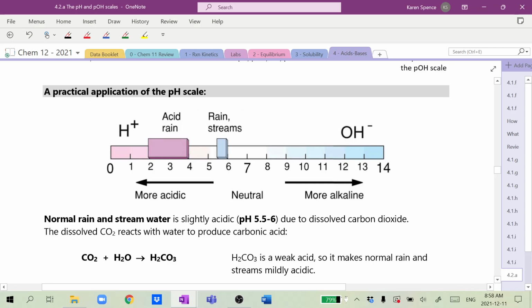Finally, a practical application of the pH scale. We're looking at the acidity of rainwater.